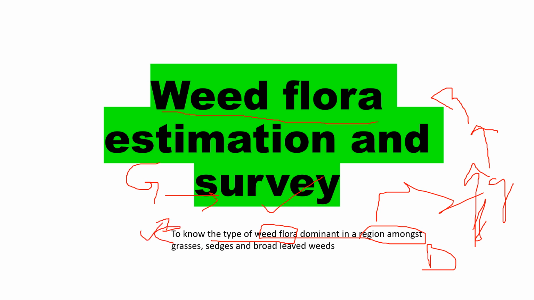the management practices taken by the farmer. If there are grasses, there is some management technique. If there are sedges, there are some management techniques. If there are broad leaves, there are some management techniques. So if you know the estimation of what kind of weeds are present in the particular area, based on that you can formulate a weed management strategy.